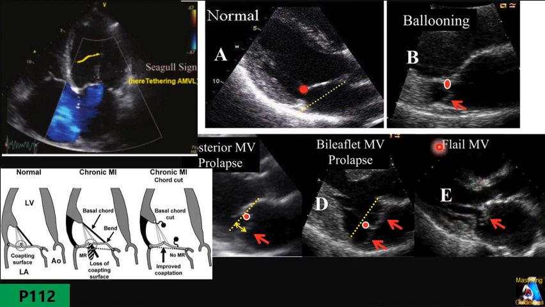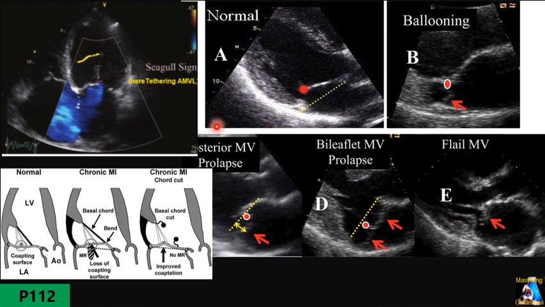In the case of a flail valve, the coaptation is disrupted. We lose coaptation. As you can see here, the tip is not in contact with the tip of the posterior mitral valve leaflet. So we have a flail mitral valve leaflet, and it gives you severe MR. It will be very obvious.